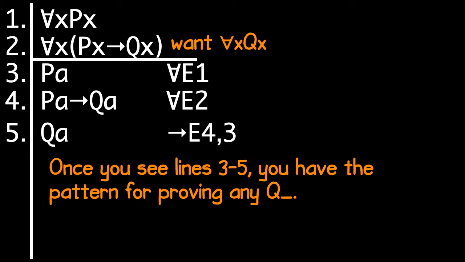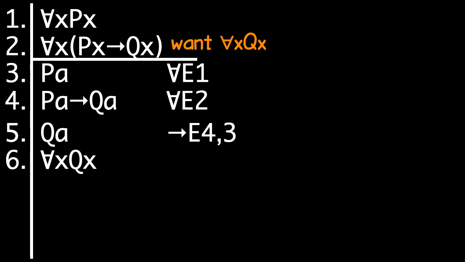On lines 3 through 5, we could see a not serving as the name of a particular thing, a particular object, maybe Alvin, but instead it's a placeholder. It's a dummy letter, just fitting into the general pattern. And the general pattern is how to prove for anything that it's a Q. So after line 5, we're entitled to write down for all x Qx.